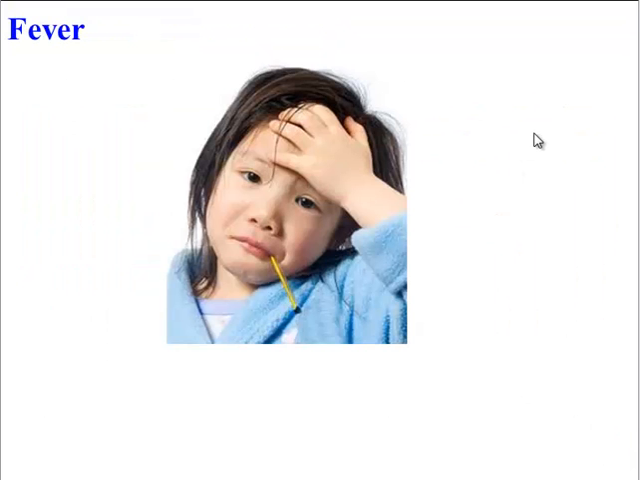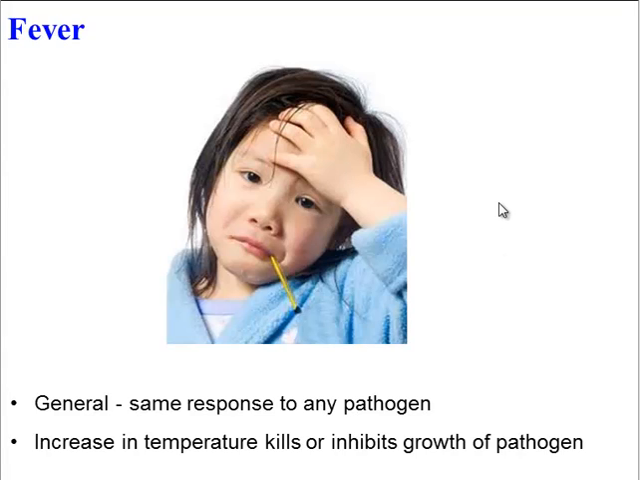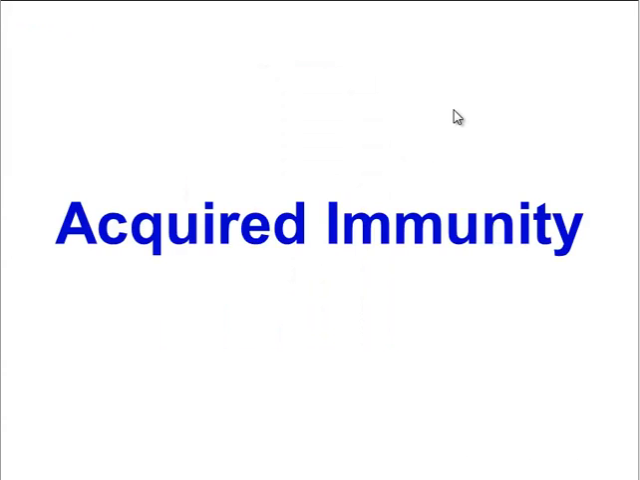The last type of innate immunity is fever. If you have an infection inside the body, your body's temperature will rise a few degrees. And the goal of that is to try and stop or inhibit the growth of pathogen. If the body temperature is a little too hot for the pathogen to survive, that can help prevent it from spreading through your system. Now let's move to acquired immunity.